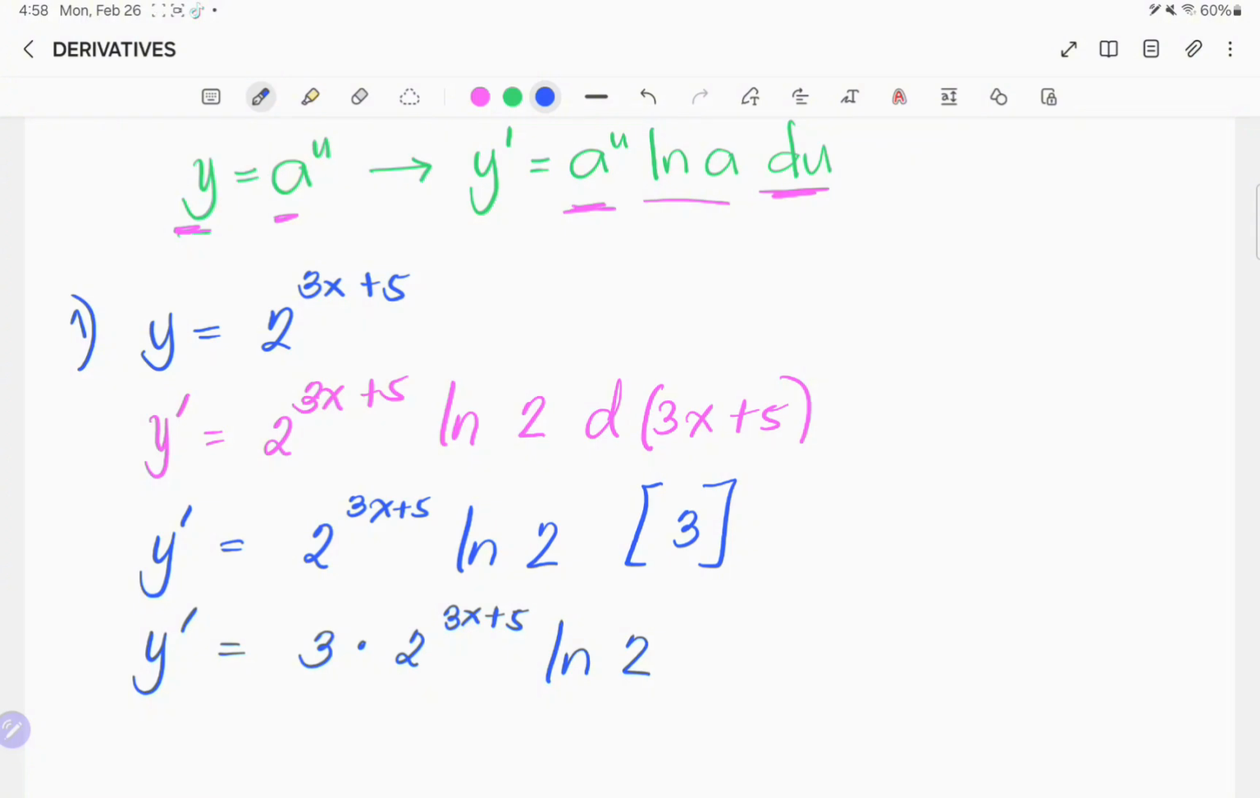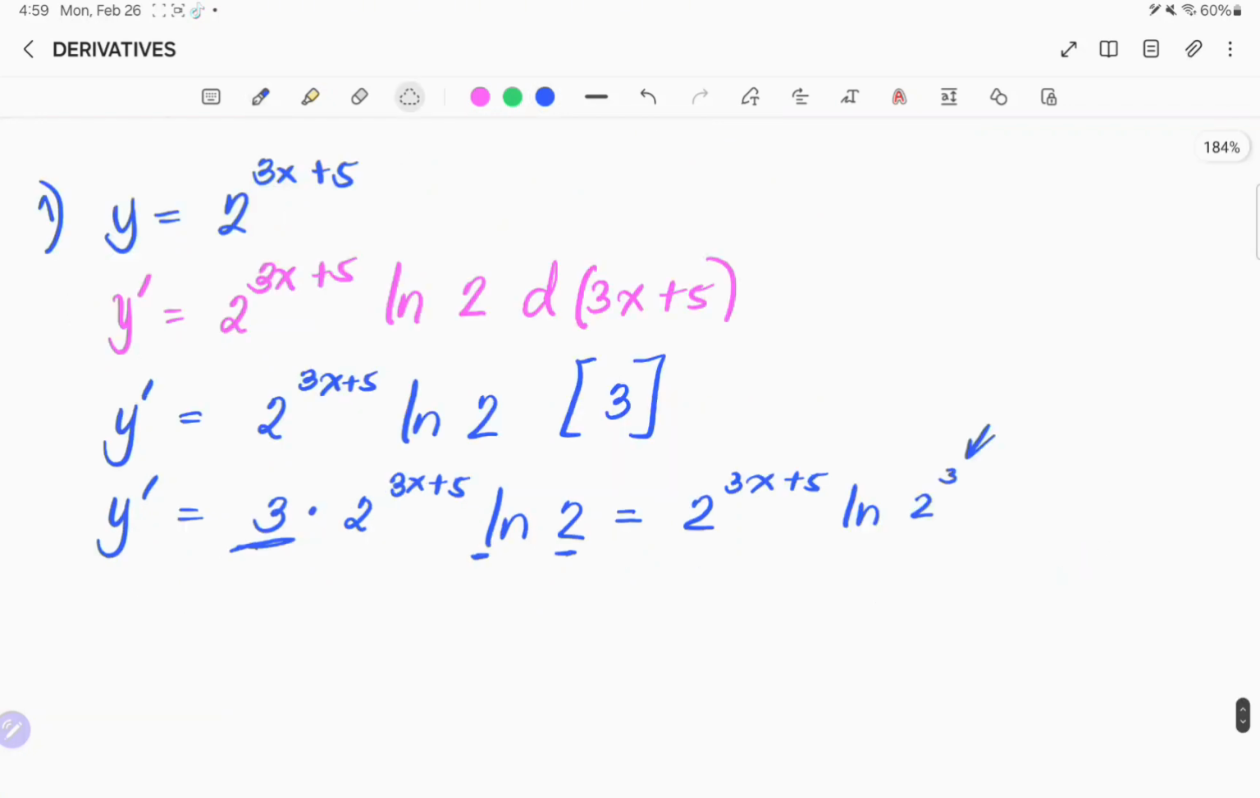However, as we apply the properties of logarithm, we can use 3 as the exponent of 2 because it is enclosed in a function ln. So meaning this can be written as 2 raised to 3x plus 5 ln of 2 raised to 3. Your 3 becomes the exponent of 2. So that's how you write it based on its property. But we can still simplify 2 raised to 3, that is equal to 8. That's 2 times 2, 4 times 2 is 8. So our final derivative will be y prime equal to 2 raised to 3x plus 5 ln 8.